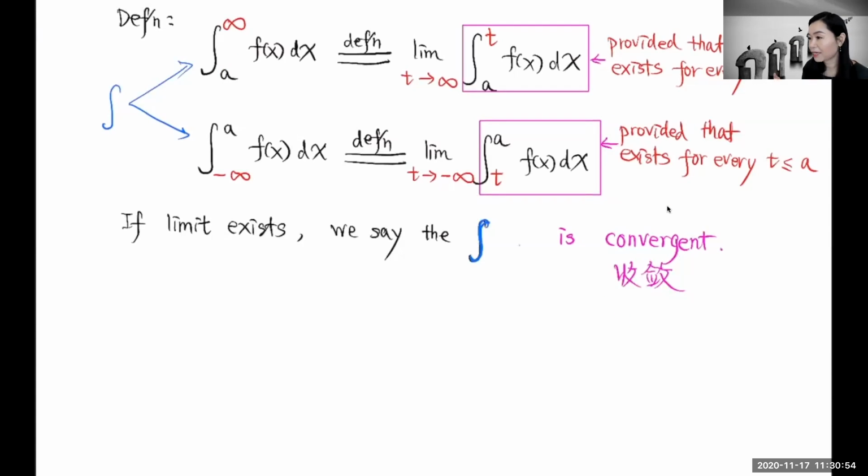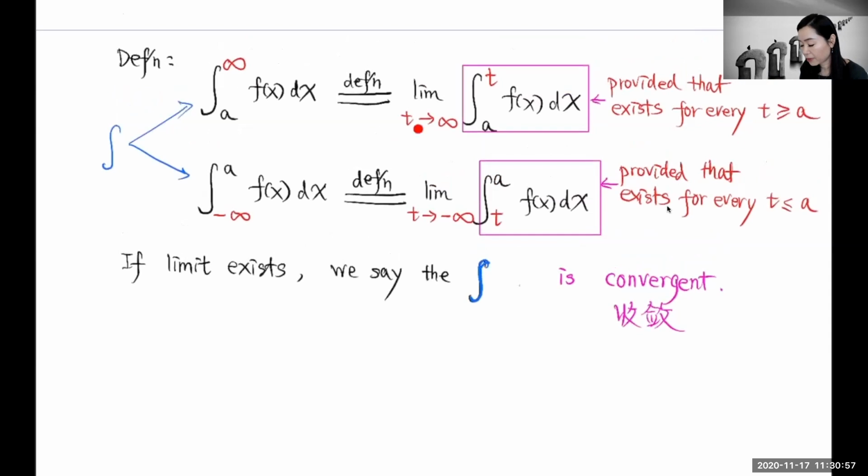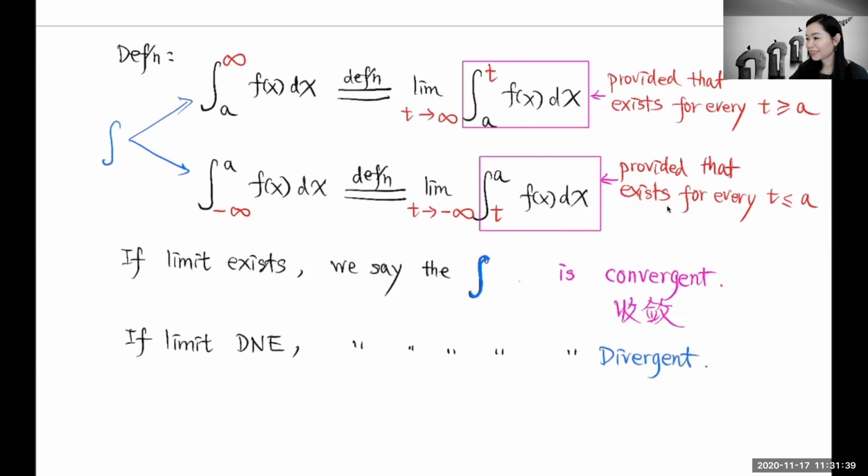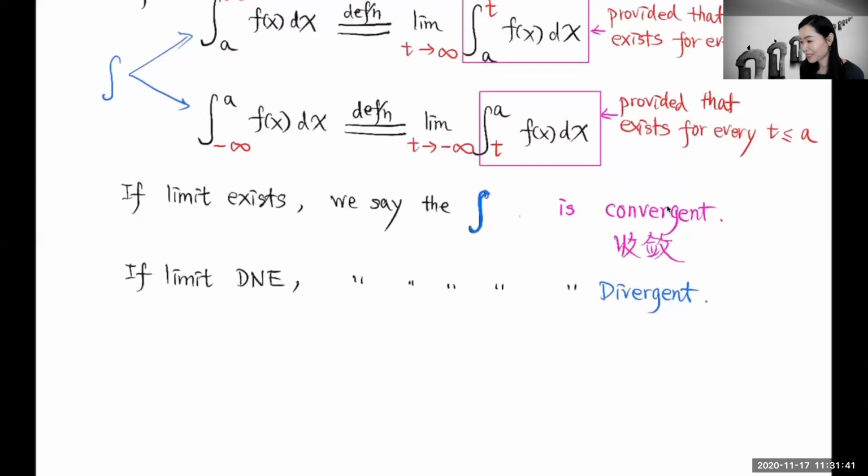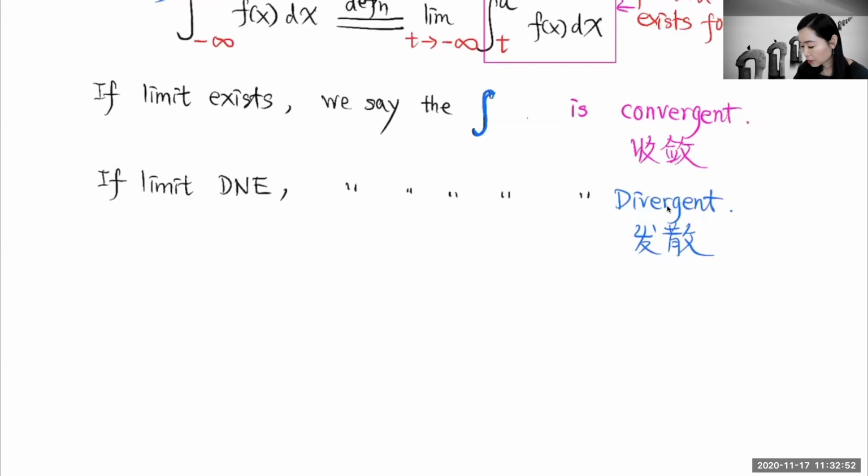Now, what happens if the limit does not exist? What happens if the limit over here does not exist as a real number? Maybe it's infinity. Then we say the integral over here is divergent. Divergent in Chinese is the opposite of convergent. Some people will say 不收敛, but actually that has a different meaning in Chinese. It's kind of funny, if you know Chinese. We call that 发散. So this is convergent, and this is divergent.